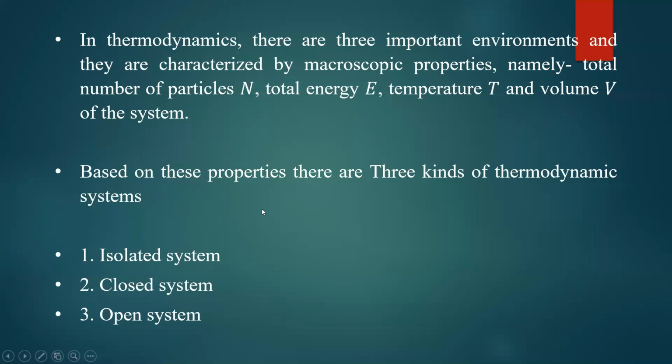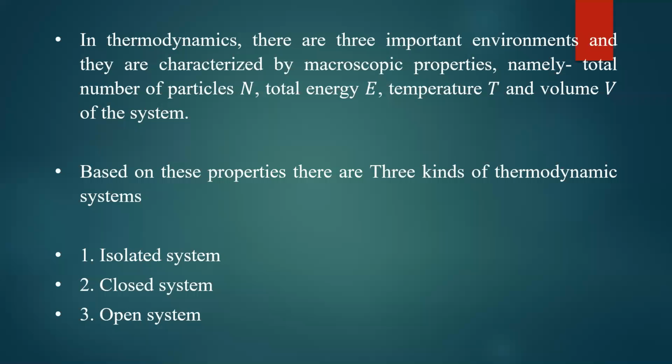Which types of systems did you study? Namely isolated system, closed system, and open system. Okay, what does isolated system mean? It will not exchange energy or number of particles with the surrounding. Because of that, inside the system the number of particles will remain the same, energy will remain the same, temperature will remain the same, and volume will remain the same. These 4 properties are constant, because it does not exchange at all.